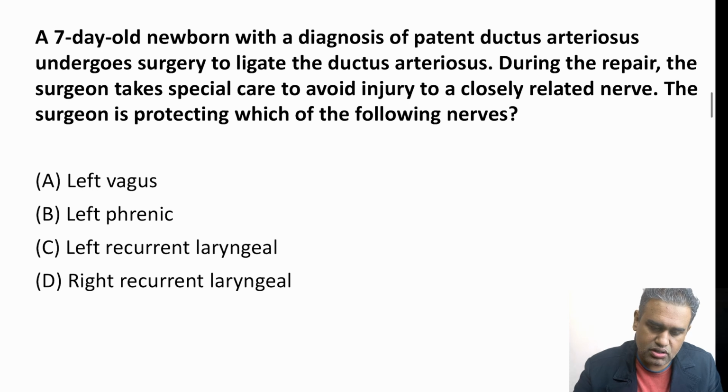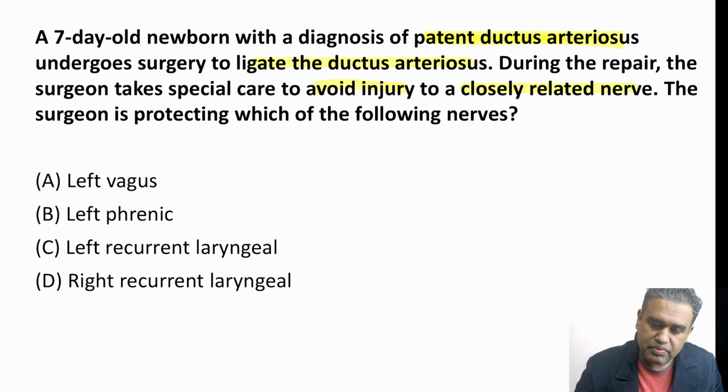Here we go, the first MCQ. A 7-day-old newborn with a diagnosis of patent ductus arteriosus, PDA, undergoes surgery to ligate the ductus arteriosus. During the repair, the surgeon takes special care to avoid injury to a closely related nerve. The surgeon is protecting which nerve?